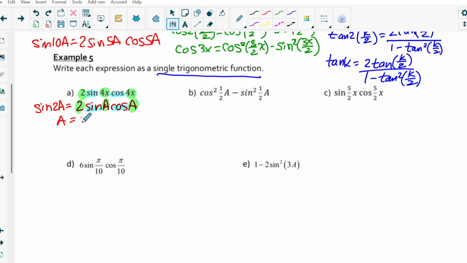So we can say that a equals 4x. So sine of 2 times 4x equals 2 sine of 4x cosine of 4x. And then on the left side, we just want a single trig function, so that's sine of 8x, and that's all I'm looking for, the single trig function.